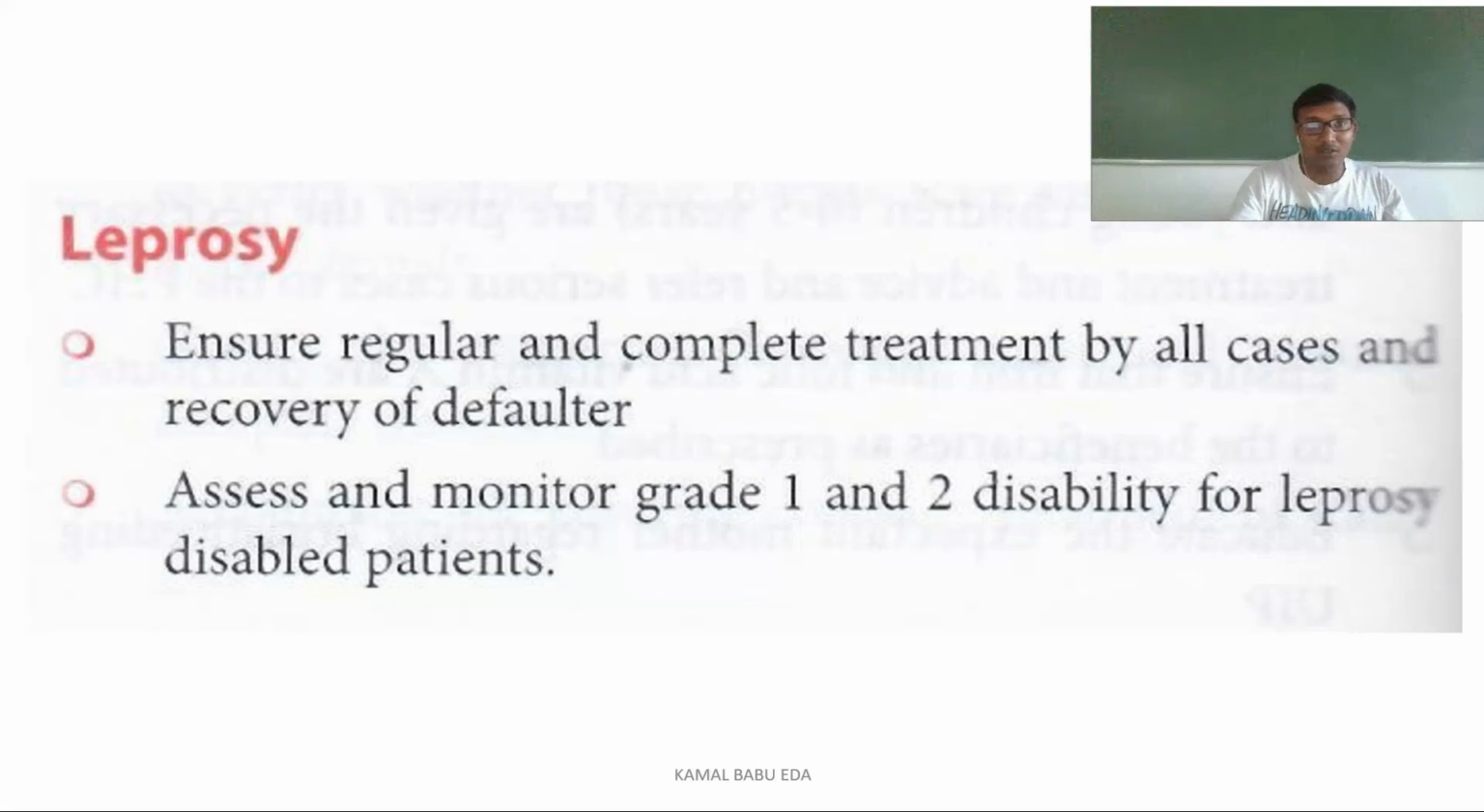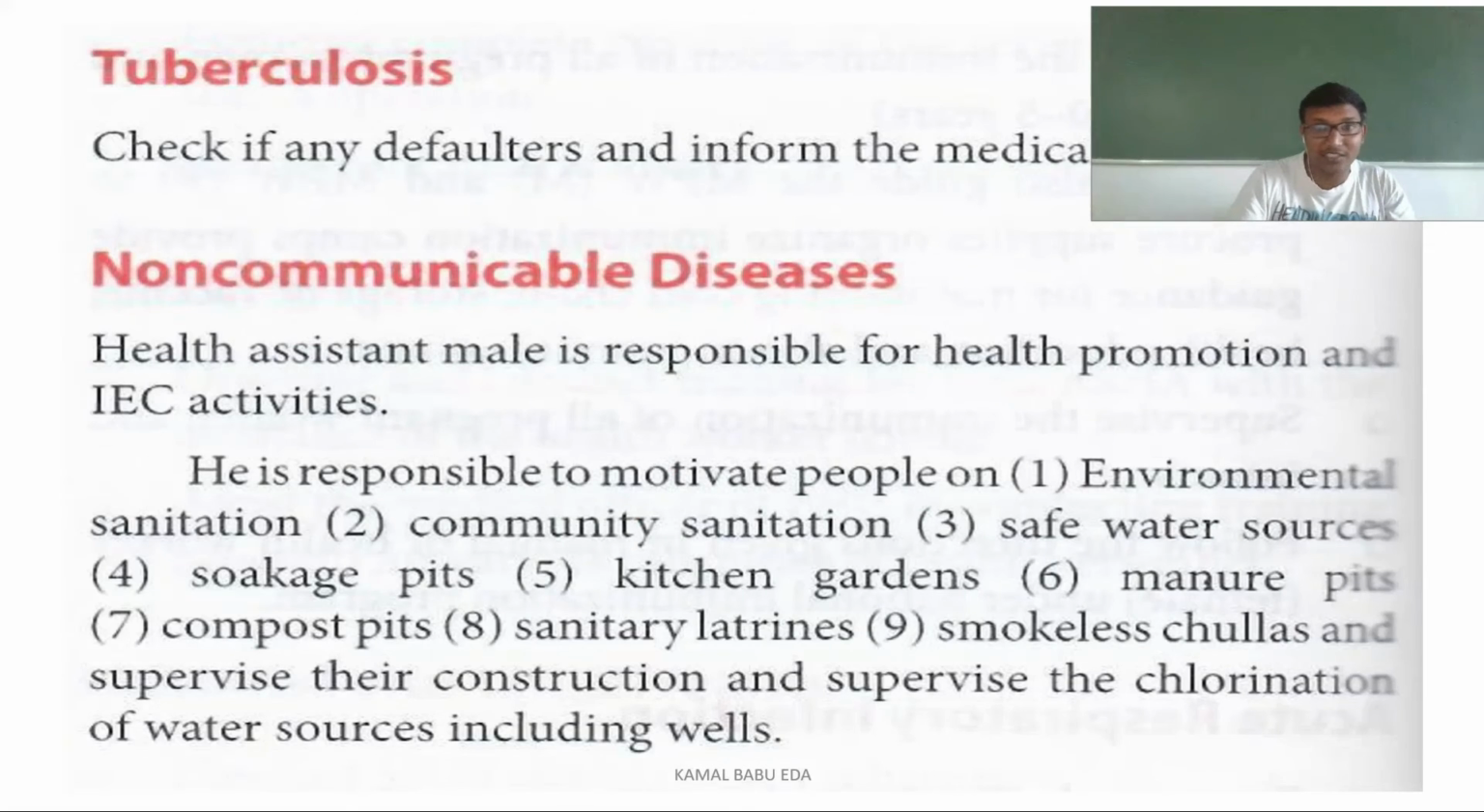Same in leprosy also. So in leprosy cases, he is the one who is responsible to know whether the treatment that was being delivered to the patients was in an appropriate manner or not, and he should assess and monitor grade 1 and 2 disability for leprosy disabled patients. Nextly, tuberculosis. So he should check all the medical activities, whether the patient has received the DOTS therapy, he is the one who is responsible for their complete treatment.